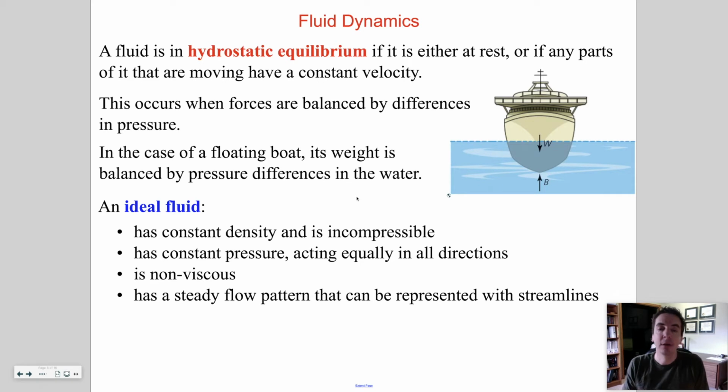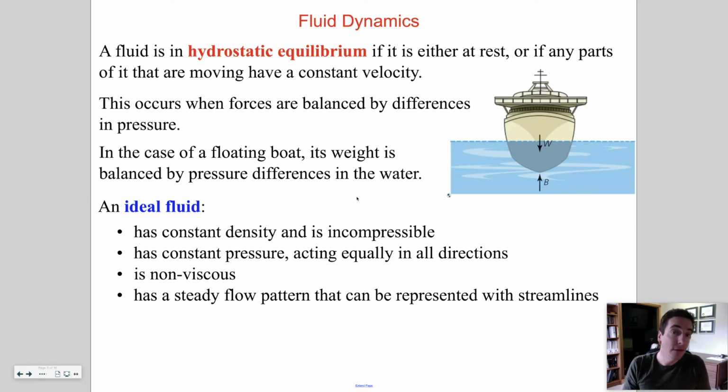Fluid dynamics. So now we're going to start talking about fluid, not static, but moving, so flowing down a pipe, for example. So a fluid is in hydrostatic equilibrium if it's either at rest or any parts of it that are moving have a constant velocity. So it's kind of like static equilibrium in terms of any object where the forces acting on it are balanced. Okay, so this occurs when forces are balanced by differences in pressure. In the case of a floating boat, its weight is balanced by the pressure differences in the water. So you get that buoyant force.